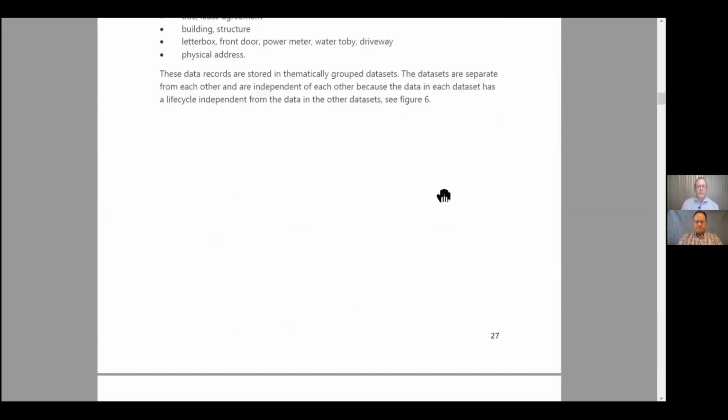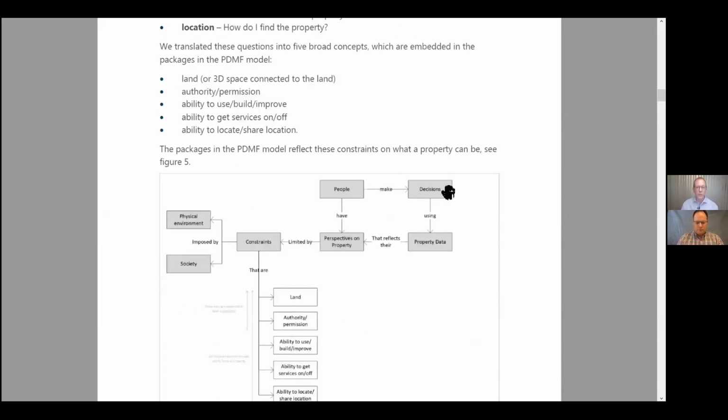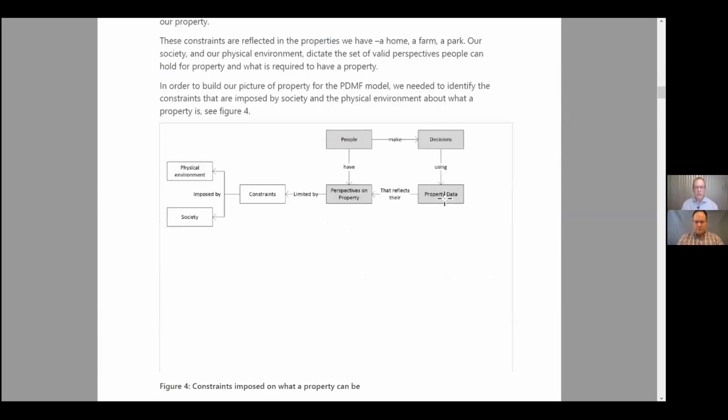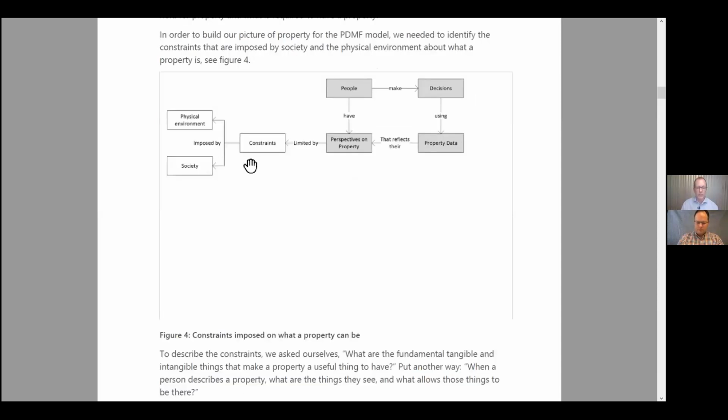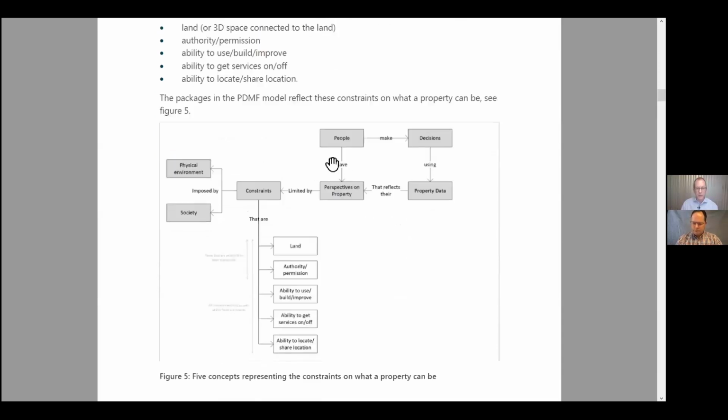This particular chapter of the PDMF works through how we landed on what a perspective is and how we translate what a perspective is to pieces of digital data that we can actually work with in our systems. So we build up this picture by starting by saying people make decisions about properties that reflect what they want to do, which is their perspective. And then we talk about what constraints there are on what a property can be in New Zealand. And then we slowly build the picture up based on what the perspectives are through to what the digital data is.